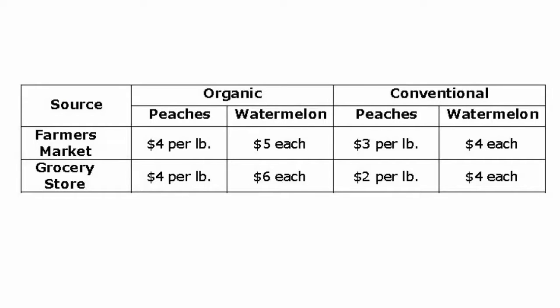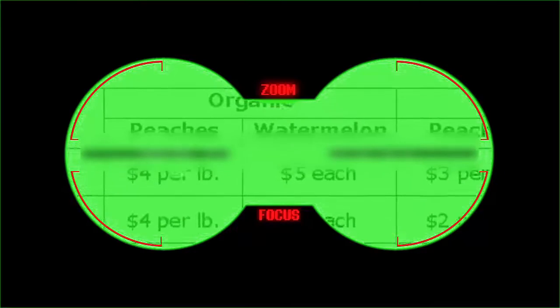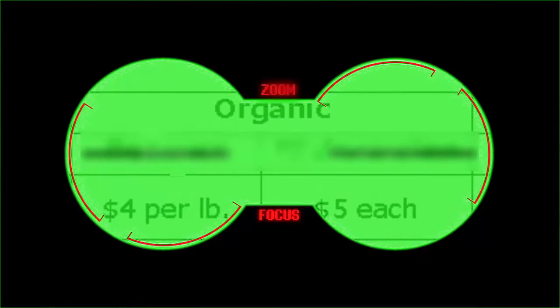Specifying the scope is especially important when a header cell spans more than one column or row. For example, in our table, the header Organic spans two columns, Peaches and Watermelon. The header Conventional also spans two columns. Visually, this is obvious, but for screen readers and other assistive technologies to interpret the table properly, we must explicitly define the two-column scope of each of these two headers. We call this process scoping the table.